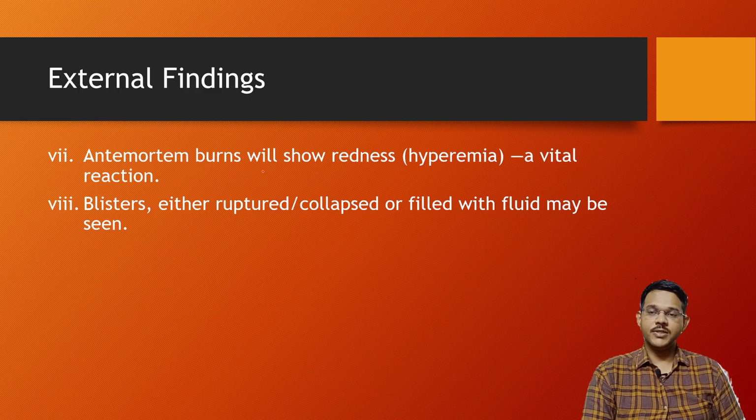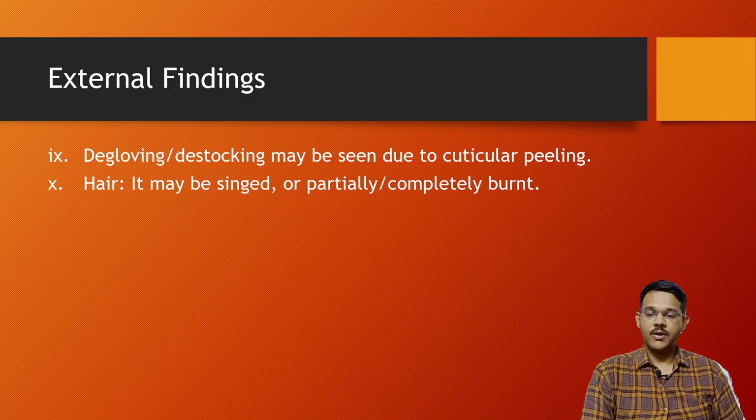Antemortem burns: if the person is alive during the burns, redness or hyperemia, a vital reaction, is seen around the burns. Blisters, which may be ruptured or collapsed or filled with fluid, may be seen. There may be degloving or destocking, that is, the skin may completely come off the body like a glove, or destocking is seen in the legs.